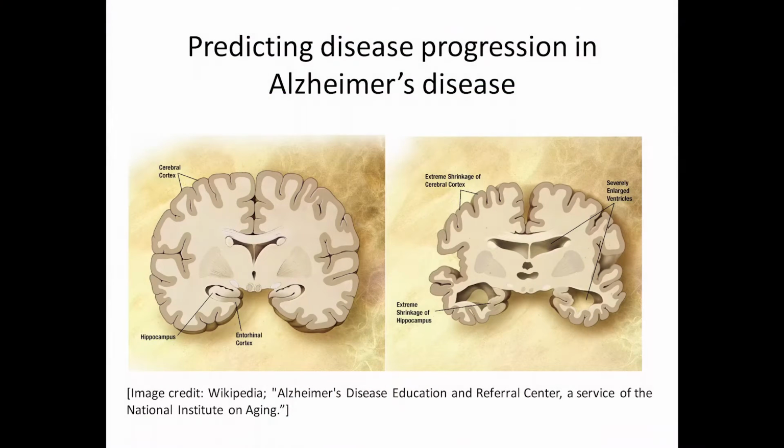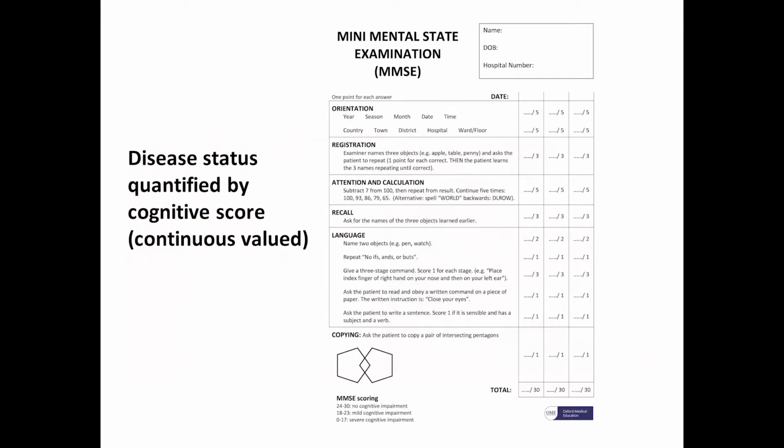So in this case study, we're going to look at Alzheimer's disease. Here I'm showing you 2 brains, a healthy brain and a diseased brain, to really emphasize how the brain suffers under Alzheimer's disease. We're going to characterize the patient's disease status by a score. And one example of such a score is shown here. It's called the Mini Mental State Examination, summarized by the acronym MMSE. And it's going to look as follows.